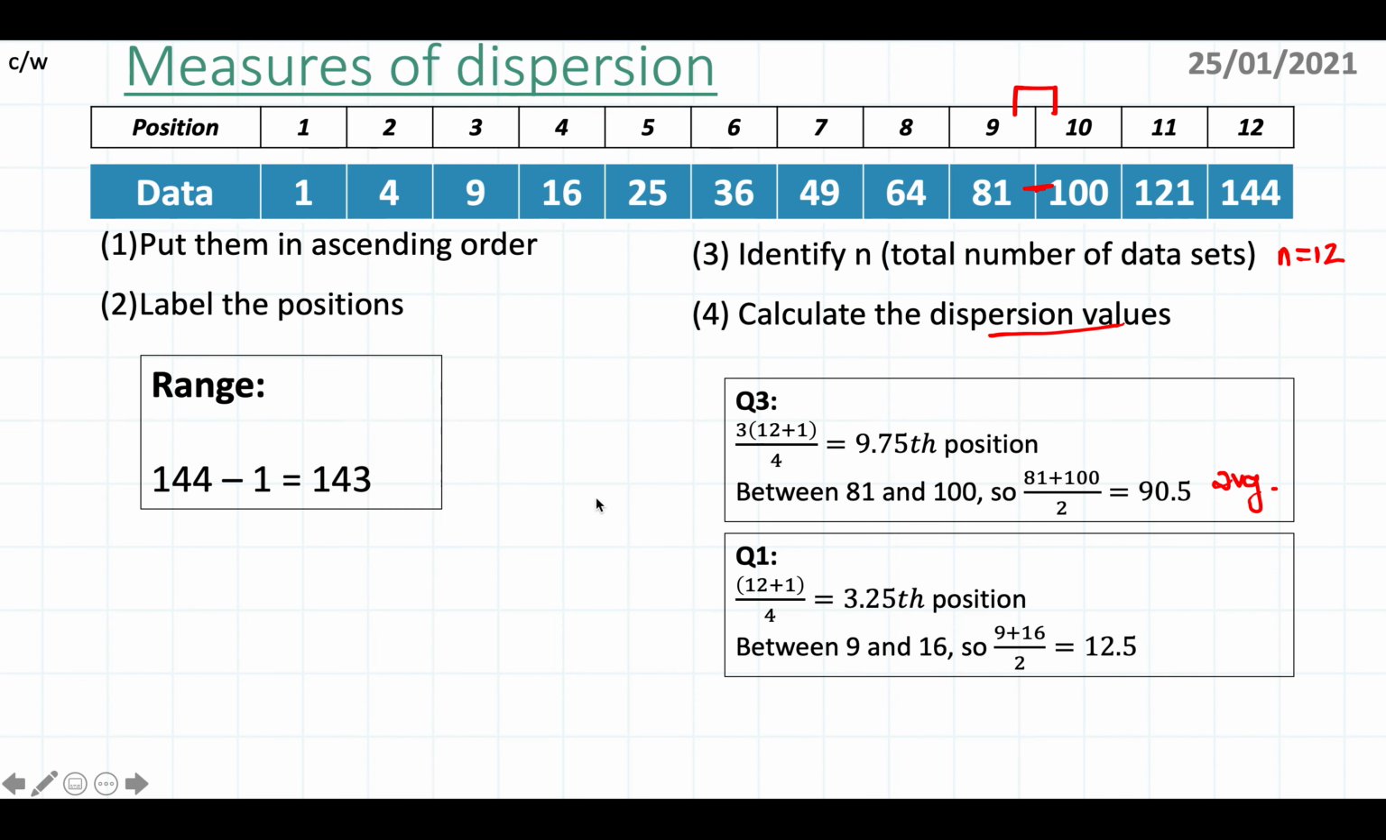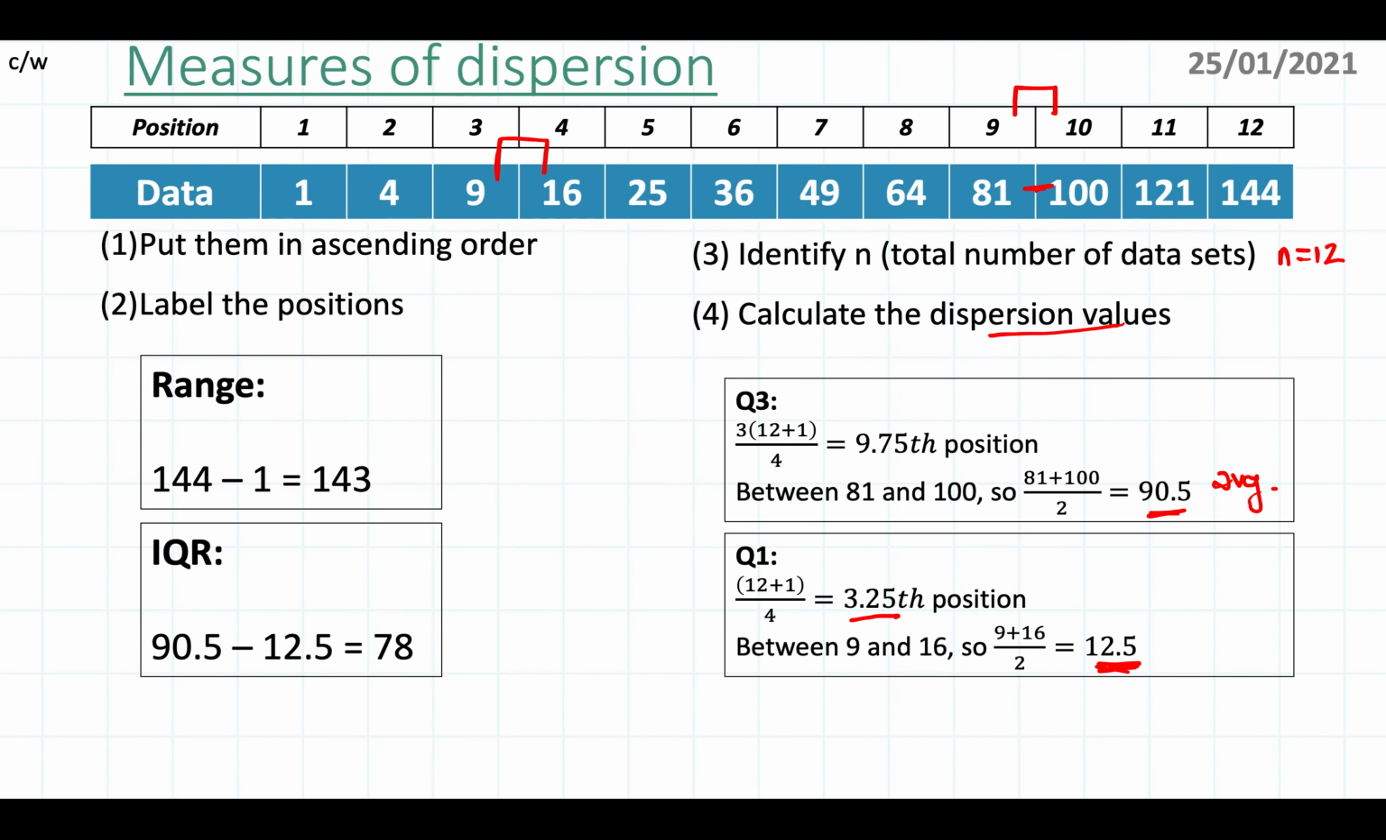And then similarly for Q1, I'm going to do 12 plus 1 times 1 over 4, that's 3.25. So 3.25 means my data is going to be between the 3rd and 4th position. So it's 9 and 16. I'm going to take the average of them, which is 12.5. So my Q1 is not 3.25, it's actually 12.5. And my Q3 is not 9.75, it's actually 90.5. So I'm going to subtract them to get the interquartile range, which is 78.